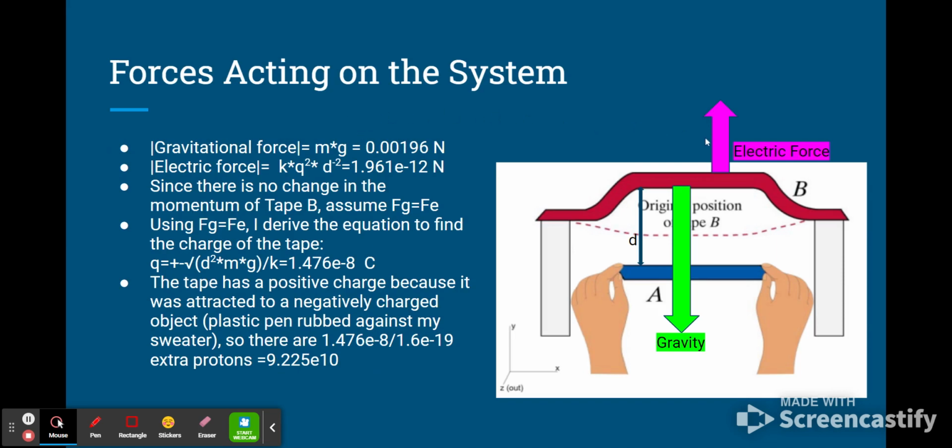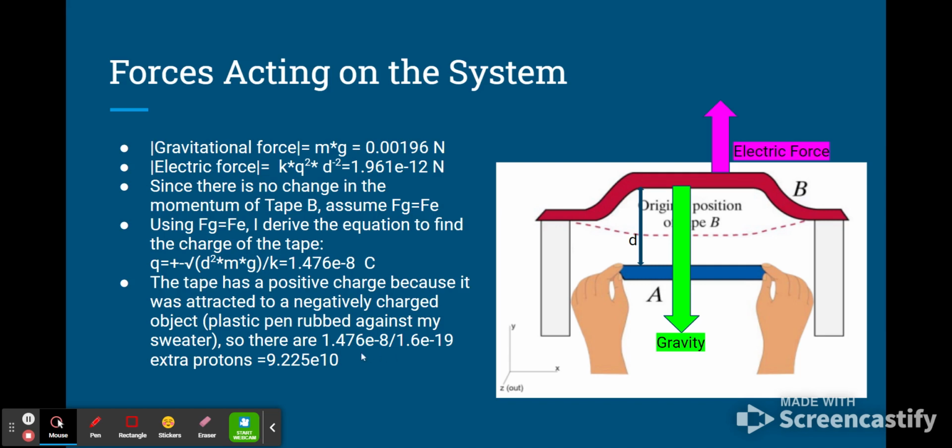And the electric force is pushing up on the system and the gravity is pushing down on it. I find gravitational force to be 0.0196 newtons and electric force to be 1.96 times 10 to the negative 12 newtons. Since there is no change in momentum of tape B, I assume that gravity is equal to electric force. So I can derive the equation to find that the charge of the tape is 1.476 times 10 to the negative 8 coulombs. And I determined that the system has a positive charge because it was attracted to a negatively charged object.